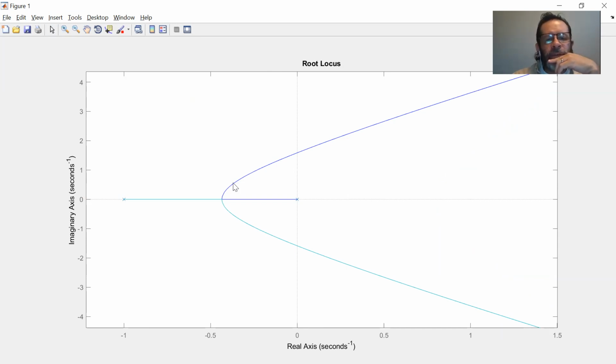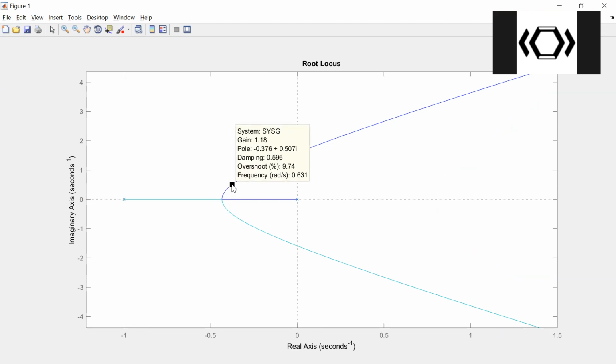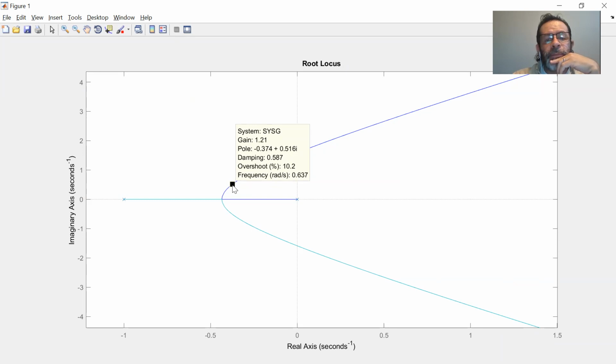I'm going to deselect the zoom, and then I'm just going to trace it here. So here the overshoot is very low. I want to go to the, what did I say? Did I say 10%? Let's assume that it's 10%. So if I go through here, I notice that around the gain of 1.18, I start to get an overshoot of 9.74. Okay. I can go further along here depending on your pulse.